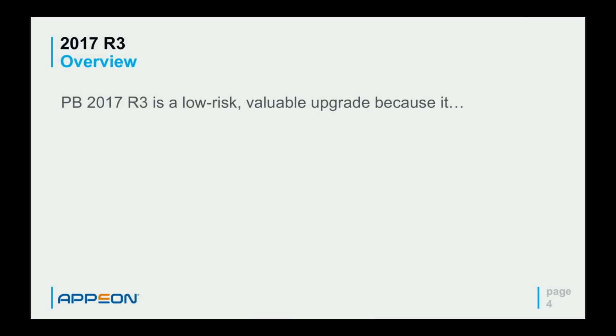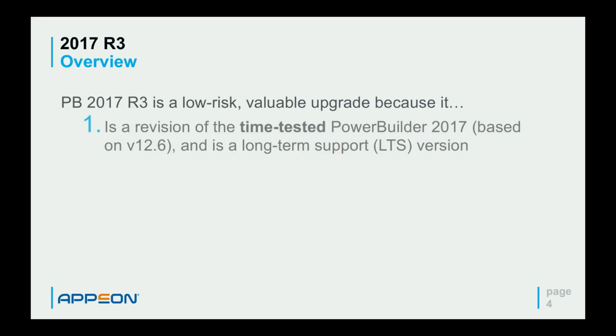So in terms of an overview of R3, we believe 2017 R3 is a low-risk, valuable upgrade because it is a revision of the time-tested PowerBuilder 2017. PowerBuilder 2017 was brought on the market essentially a year ago, and it's been through numerous maintenance releases and tested by thousands of customers. And also, R3 is a designated long-term support version.